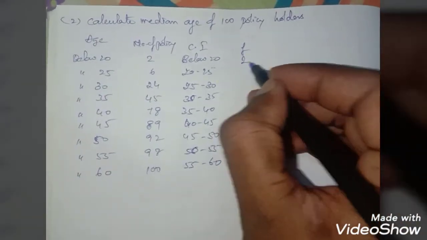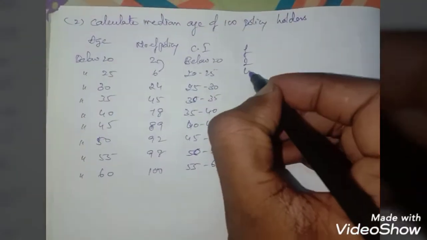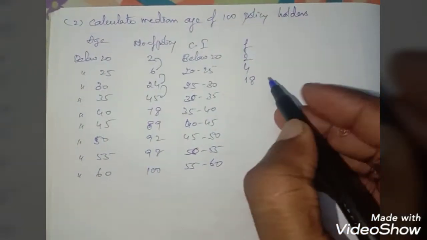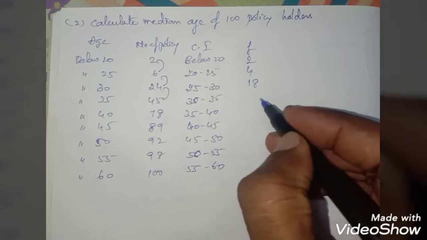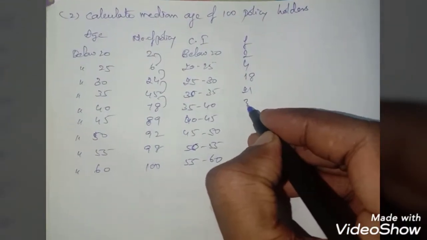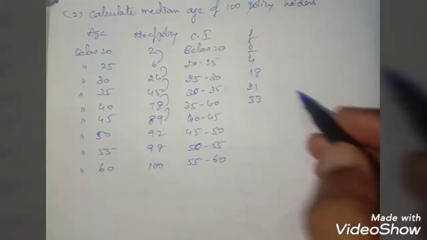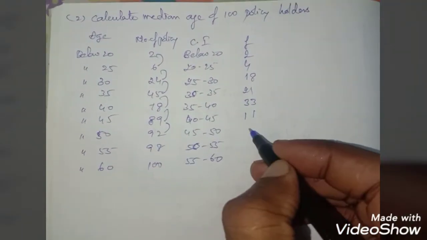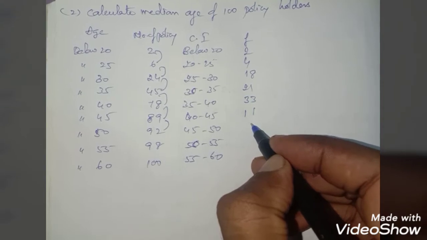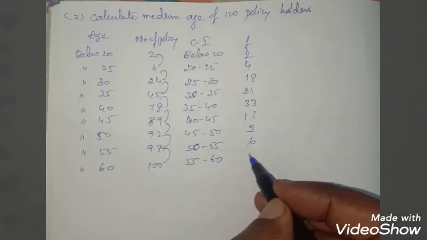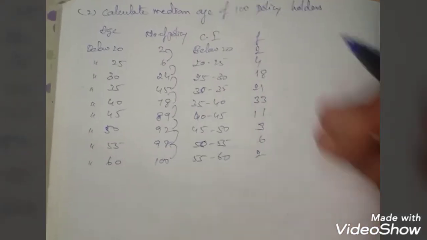So I can write this as 2. 6 minus 2 is 4. 24 minus 6 is 18. Next, 45 minus 24 is 21. Next, 78 minus 45 is 33. Next, 89 minus 78 is 11. Next, 92 minus 89 is 3. Next, 98 minus 92 is 6, and this 2 is 2. So like this we are finding the frequency.